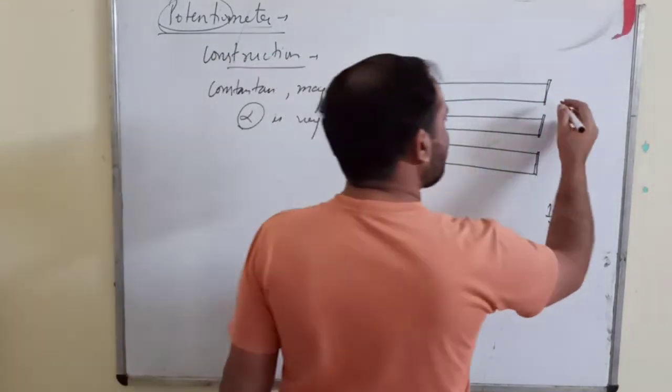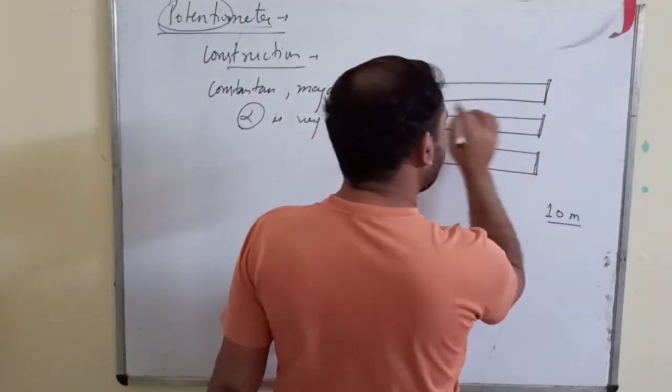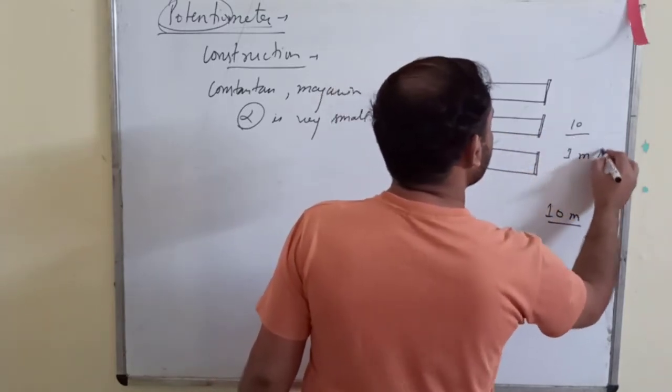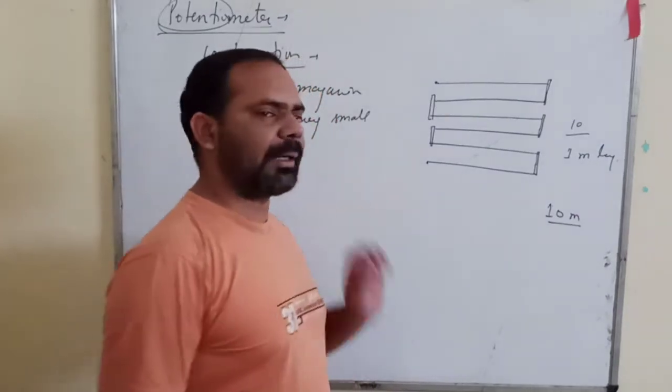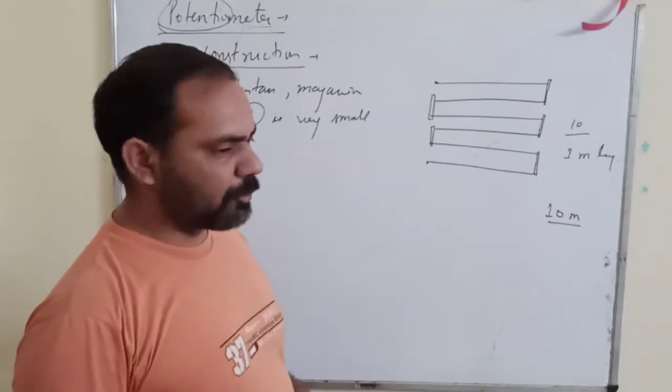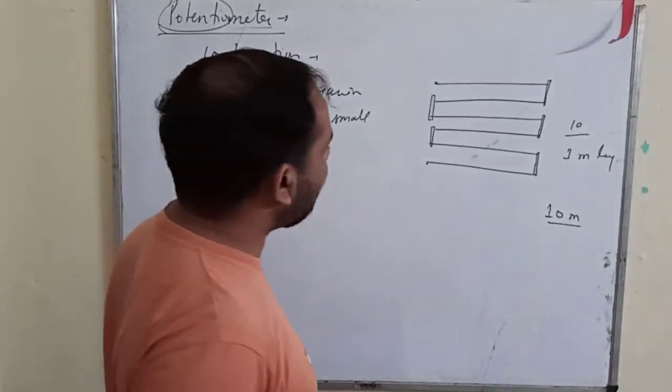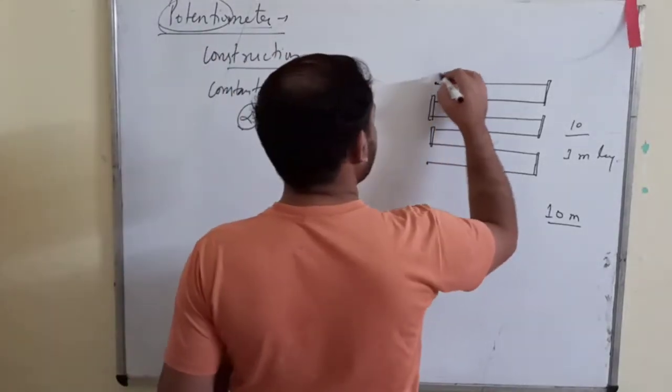Like this, how many parts of wire will be there? It is 10. Each part is 1 meter long. We keep it this way. Now this wire is made up of Constantan or Manganin, and we connect it in this way.